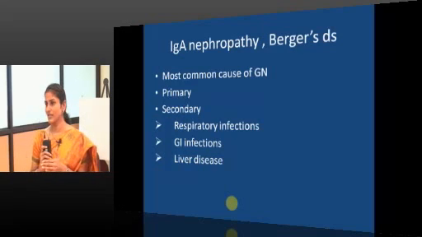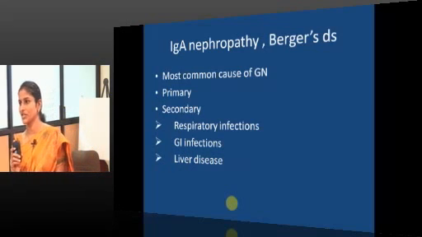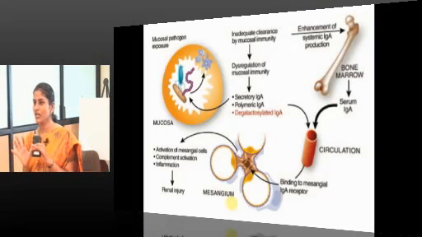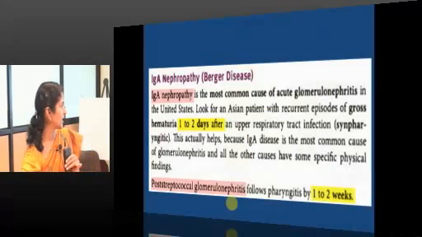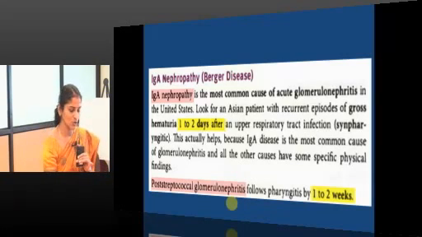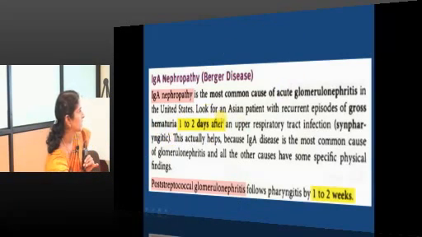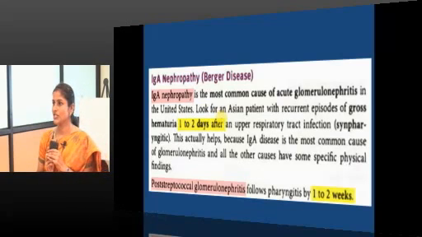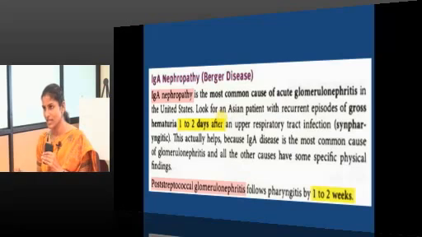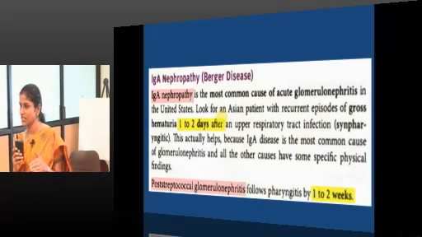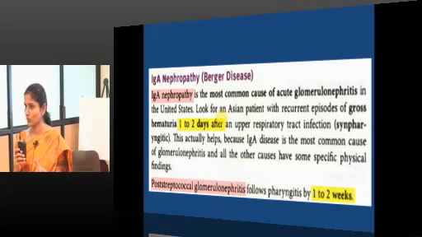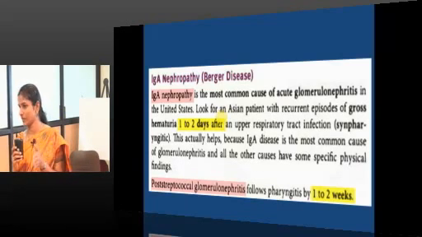So, it is primary and secondary. Secondary may be due to respiratory infection or GI infection or liver disease. Basically, there is inadequate clearance of mucosal immunity. So, there is trapping of IgA in the mesangium, and the most important point to be noted here is the development of glomerulonephritis. The patients will present with symptoms of glomerulonephritis 1 to 2 days after a sore throat, when it follows respiratory infections. This is in contrast with PSGN, where the duration will be 1 to 4 weeks. This is called synpharyngitic glomerulonephritis.